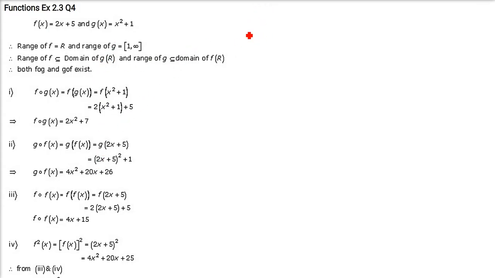First, we will try to find out f of g(x), that is fog x, sorry. So domain and range, you can see that domain is real numbers, but for the second, g(x), the range is 1 to infinity, because x square will always be positive. So even if it is 0, it is added with 1. So it will be 1 and ahead.